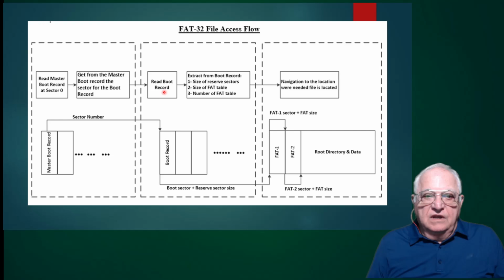So the boot record is going to have the size of the reserved sector. If we know the size of the reserved sector, that's going to get us from the boot record all the way to where the first FAT table starts. Next, the boot record also has the number of FAT tables and the size of the FAT table. So with this information, we start at the boot record, add the reserved sector size, and get to the first FAT. We know the number of FAT tables and the size, so that gets us to the root directory.